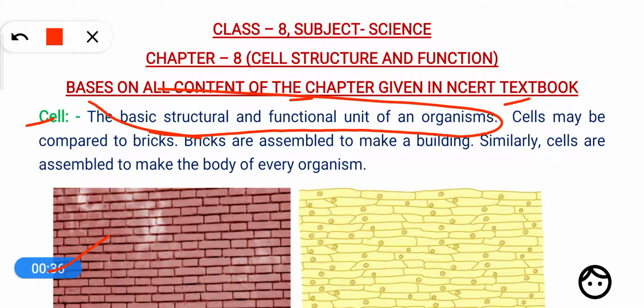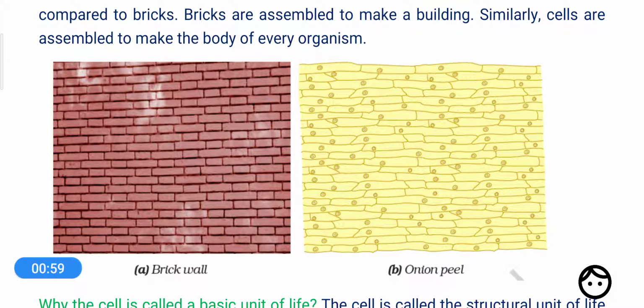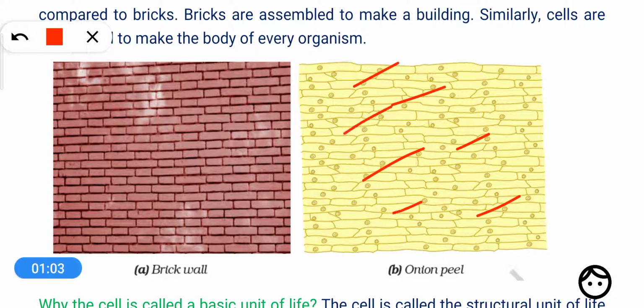So dear students, look around in your environment, a number of living organisms are there. Every living organism is made up of cells. The cells are actually just like bricks. They can be compared to bricks, as a very large number of small bricks assembled together make a wall like this, as shown in this picture, right? In the same way, a very large number of very small cells, very small units, join together to make the body of a living organism.